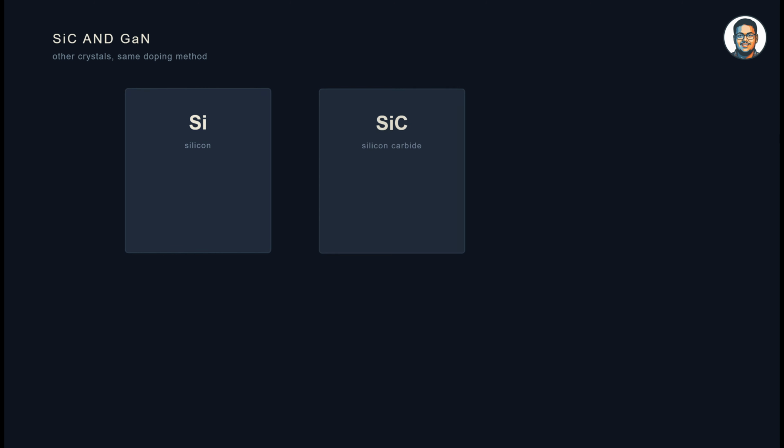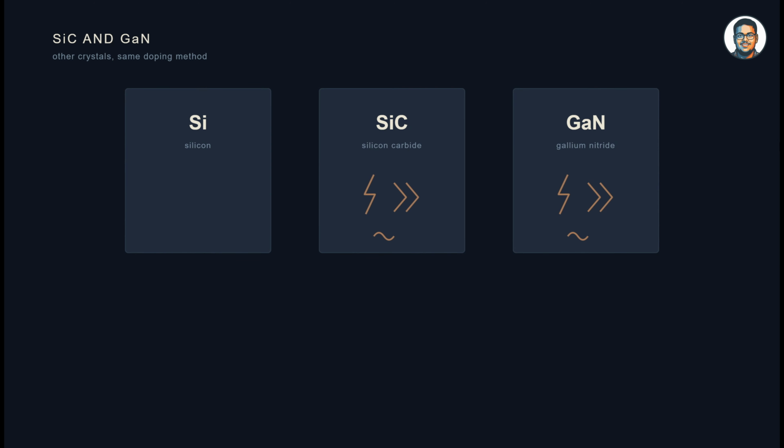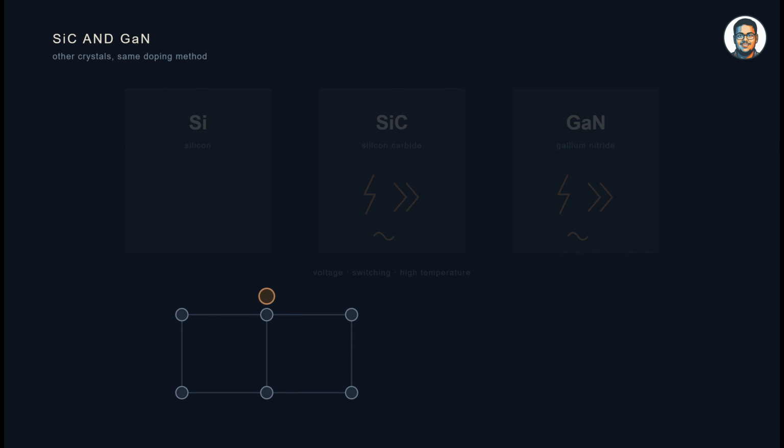Now, there are also gallium nitride and silicon carbide semiconductors chosen for higher voltages, faster switching, and hotter environments, each needing its own dopants, since a dopant must both fit the crystal and sit at the right energy level.